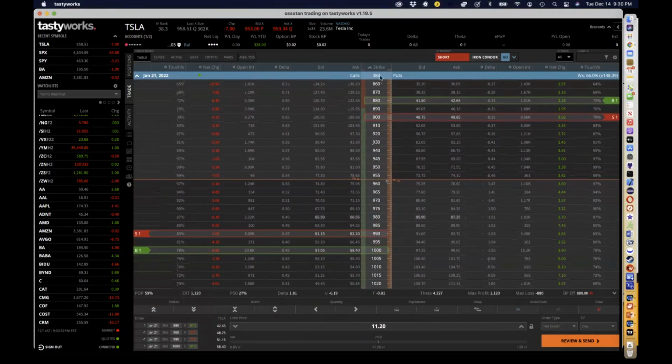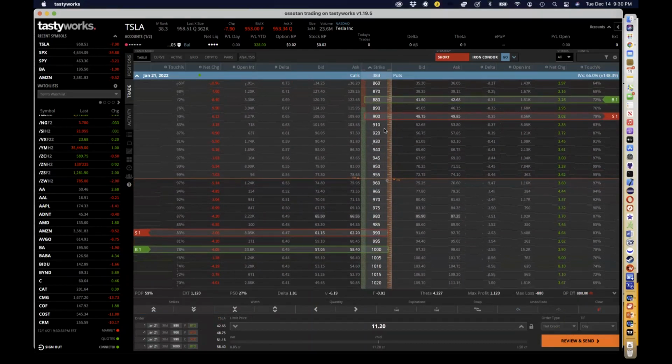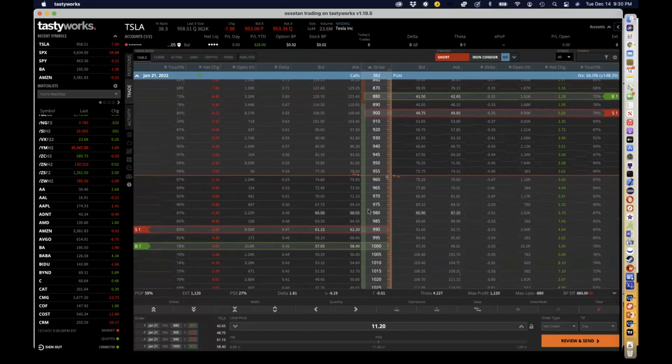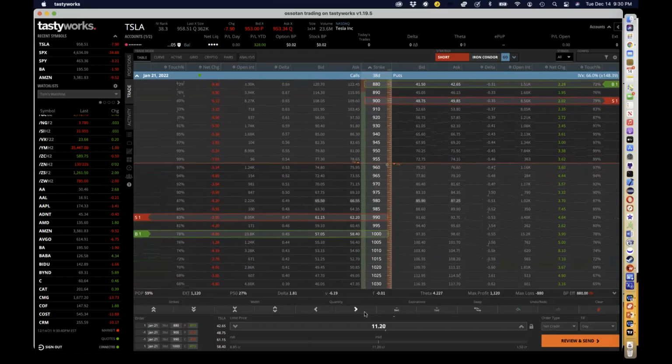If for the next 38 days Tesla stays in between this range here, never touches any of the short strikes, I keep the whole premium. But again, you know not to do that, because this is no credit spread. Get out when you've collected half of your premium, right? But this is how I say that.